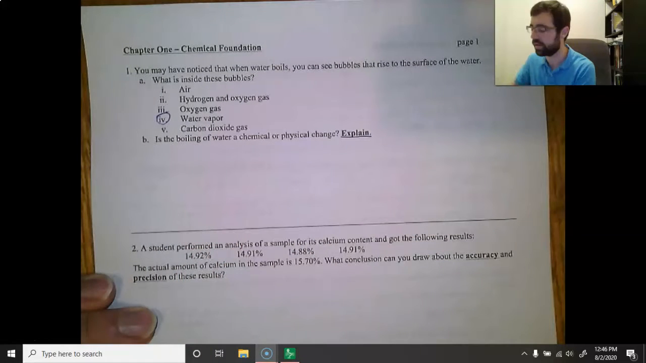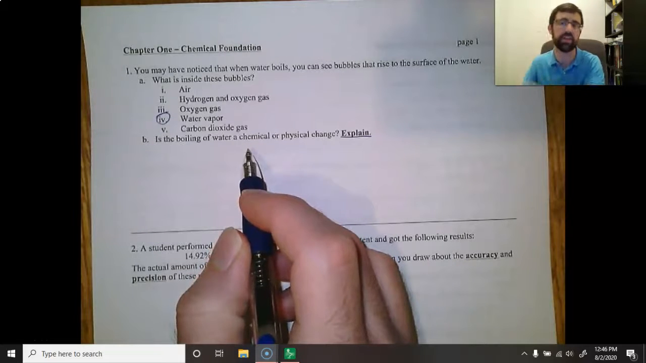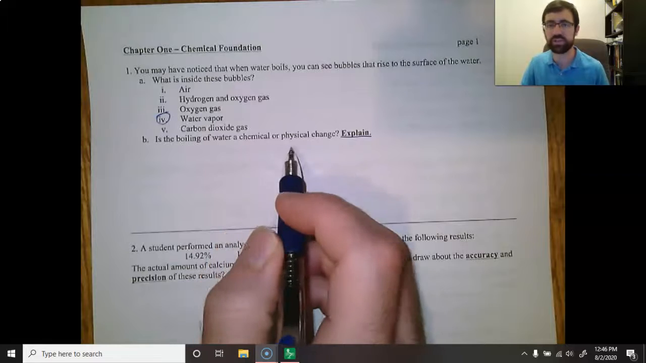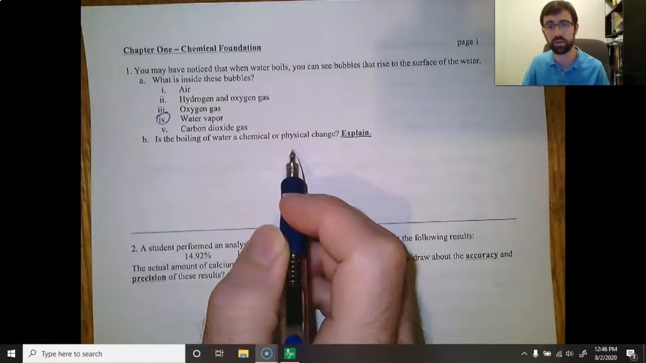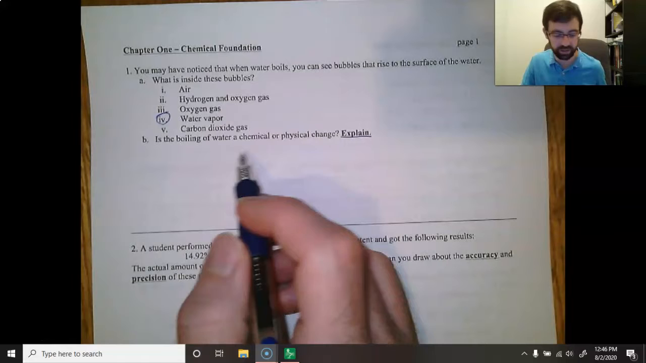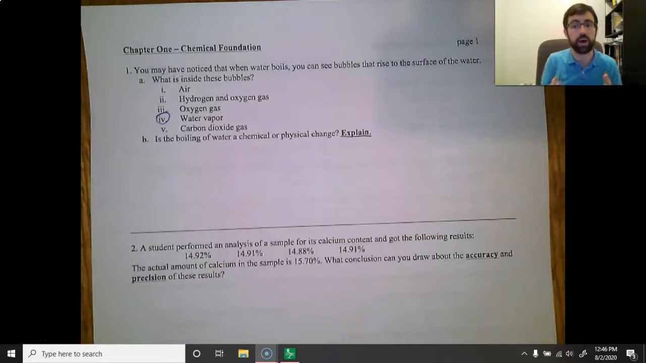Well, if you recall, a chemical change requires a substance changing from one thing into something different. A physical change is a change of appearance or state of matter. So boiling, we're taking liquid water, and what are we turning it into? Turning it into water vapor. Is it still water? And the answer is yes. So they're going to look a little bit different.